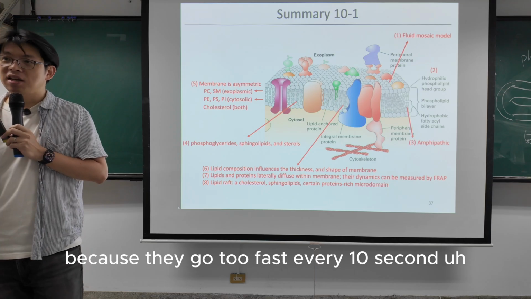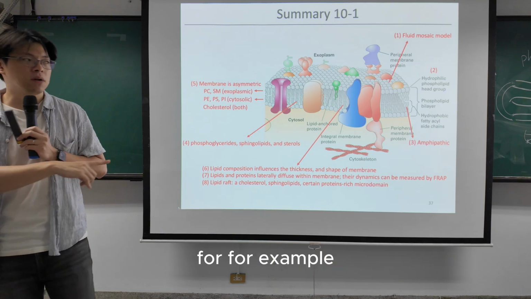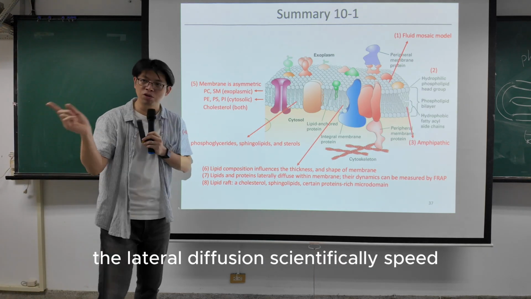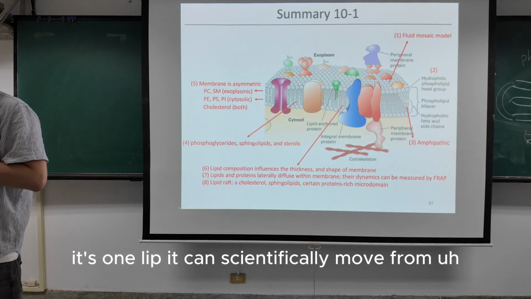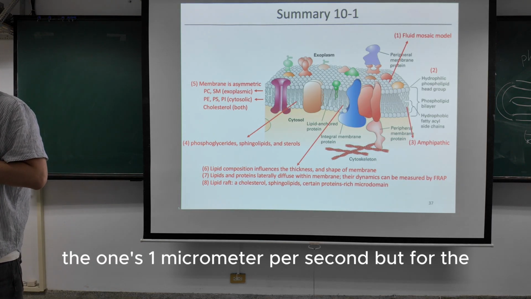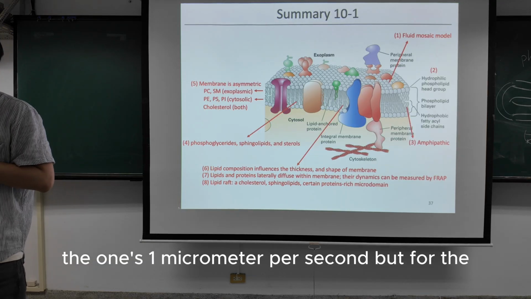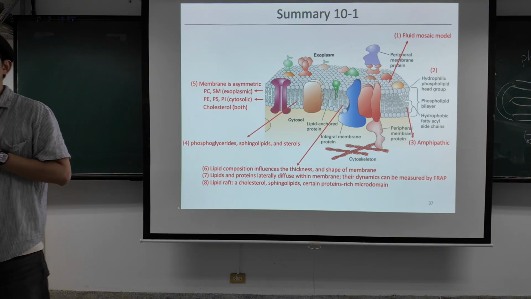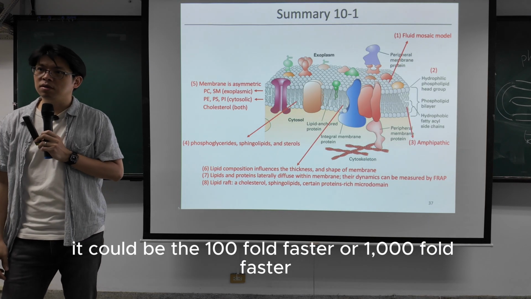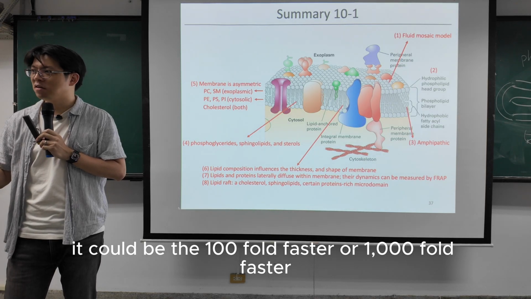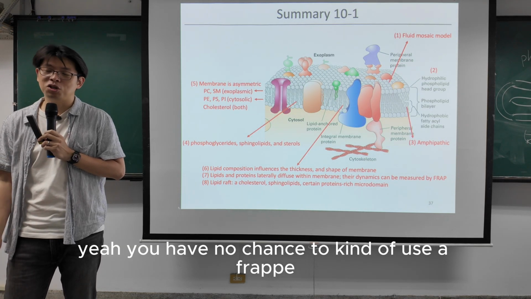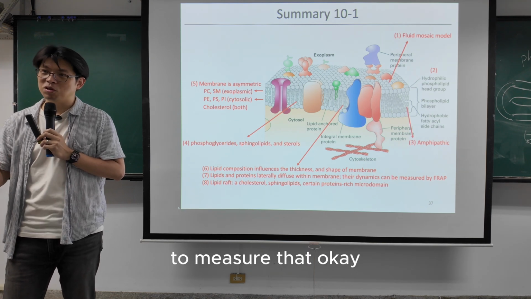Every 10 seconds. For example, for lateral diffusion, the theoretical speed is that one lipid can move about 1 micrometer per second, but for soluble molecules, it could be 100-fold faster or 1,000-fold faster. Yeah, you have no chance to use FRAP to measure that.